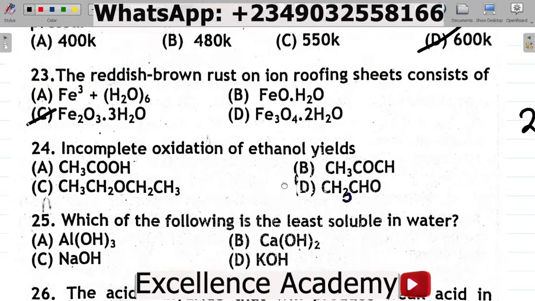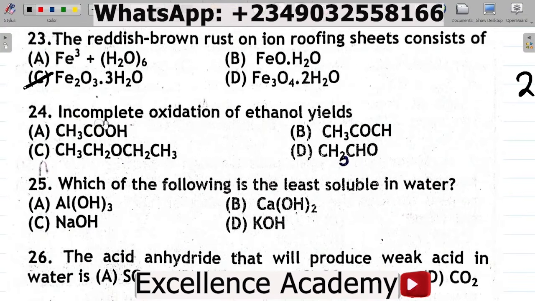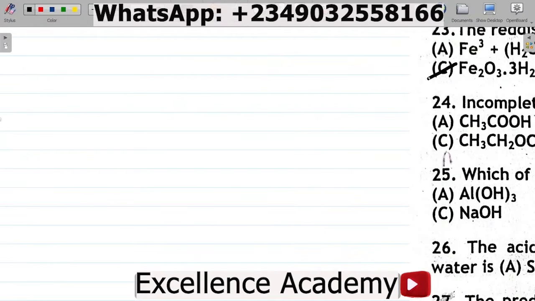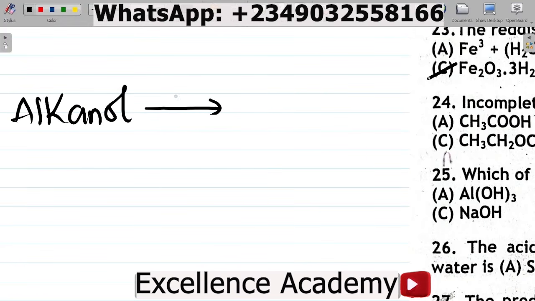That's the answer. 24, incomplete oxidation of ethanol yields... If I have an alkanol, or an alcohol, and it undergoes mild or incomplete oxidation, you have an alkanal. So basically you have an alkanol. This is under organic chemistry, undergoing mild oxidation. This is how I represent that. Mild oxidation gives you an alkanal.